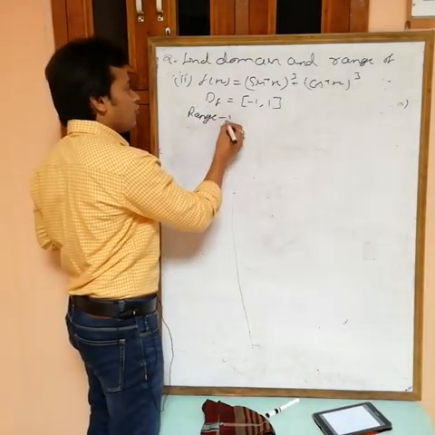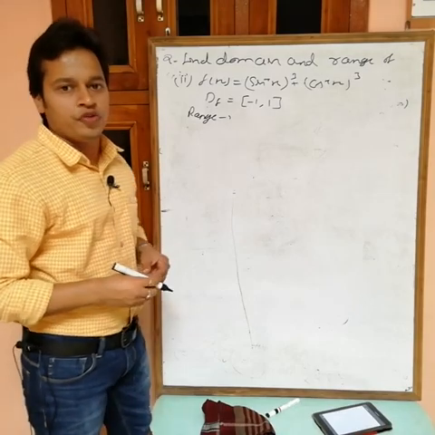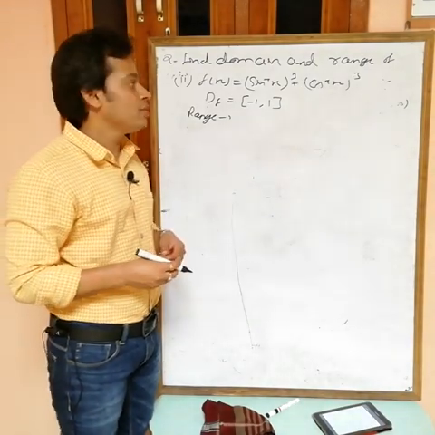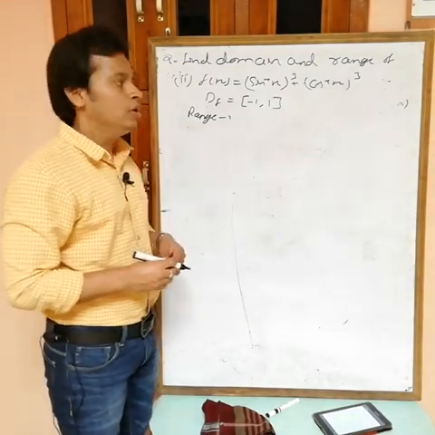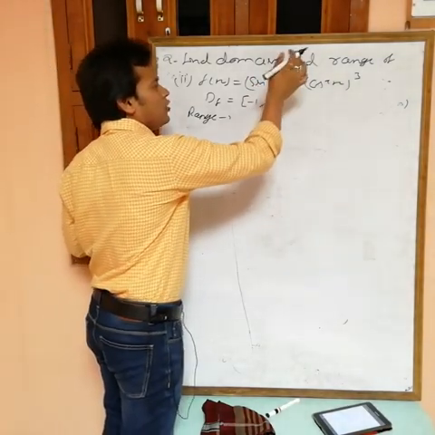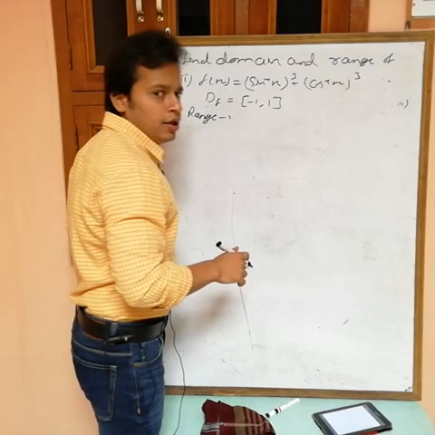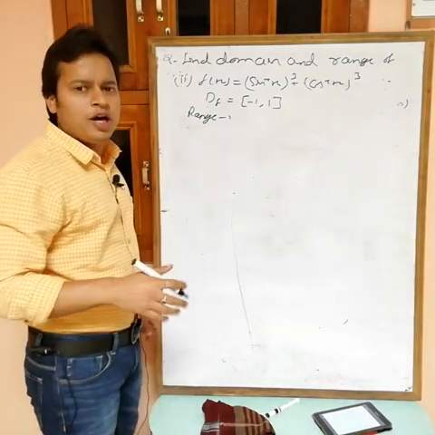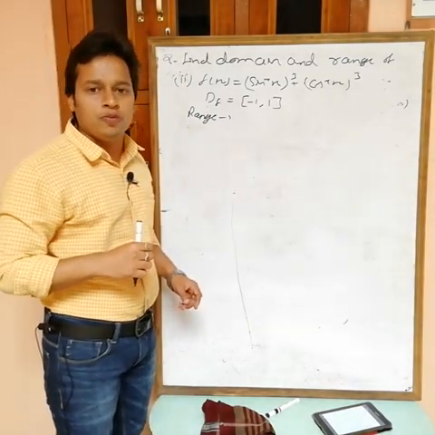For range we want all possible values of f(x). For that we have to first simplify this one. Directly we can't find it. Okay, then how to simplify? Actually this is like a cube plus b cube. Now use the formula of a cube plus b cube.